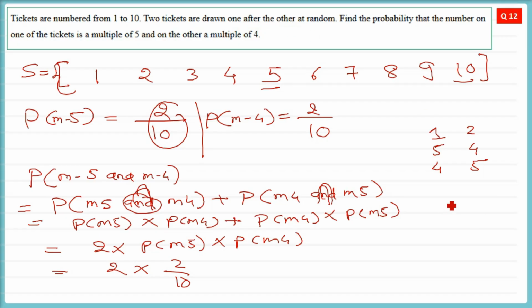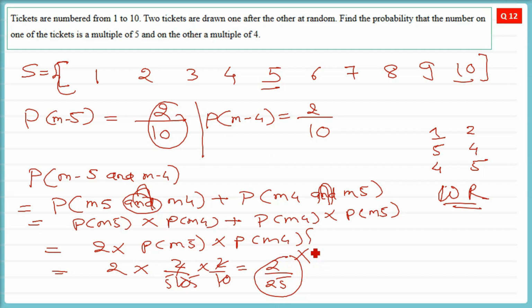So the question is not providing us the important information whether it is done with replacement or without replacement. So if it is with replacement, this is the correct version. So we are not replacing it. We are replacing it, sorry. So 2 by 25 is with replacement. But I am just calling it incorrect because this exercise is mostly about without replacement.